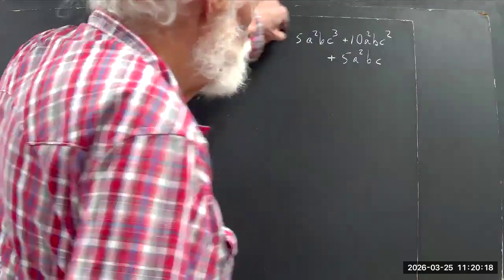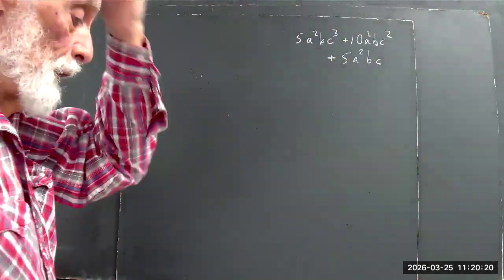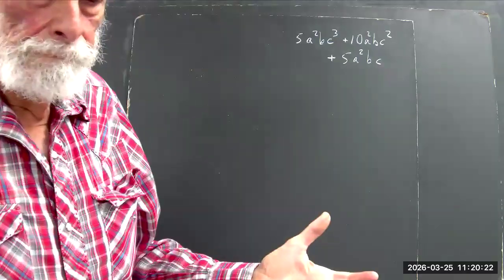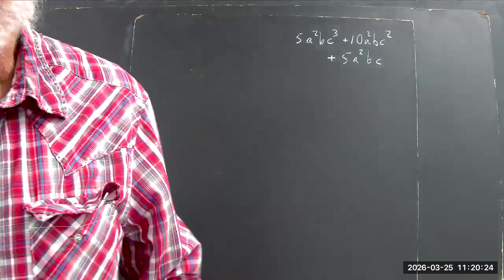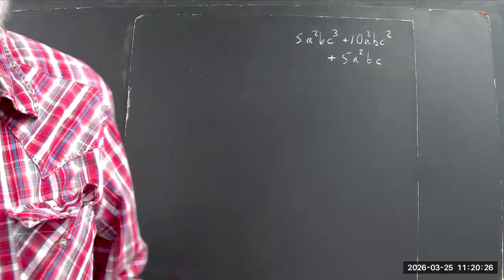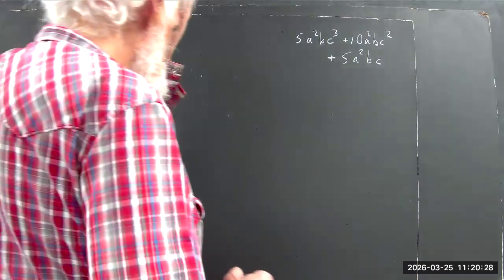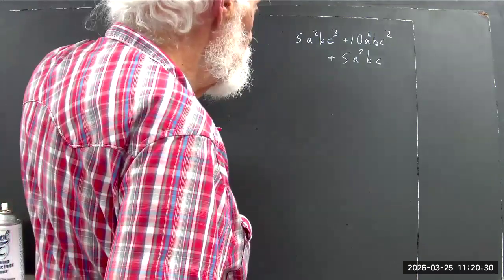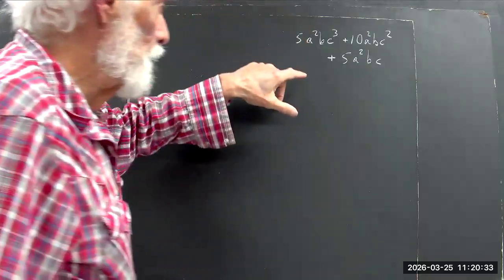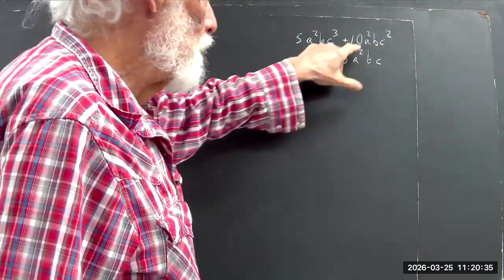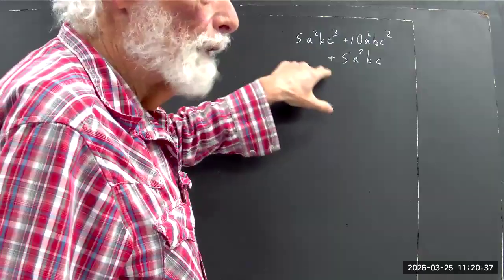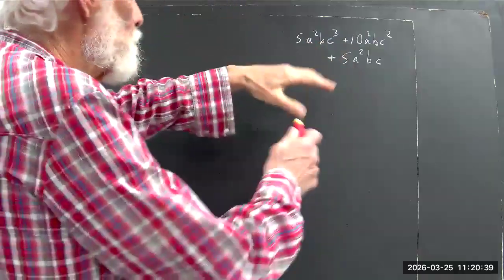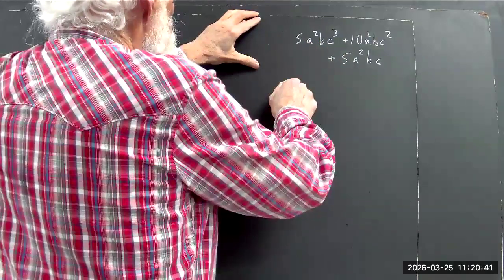We start with this expression, and the instruction is to factor it as much as possible. Okay? Well, first thing we notice probably is we've got 5, 10, and 5. 5 goes into each of those, so we know that we can pull out a 5.